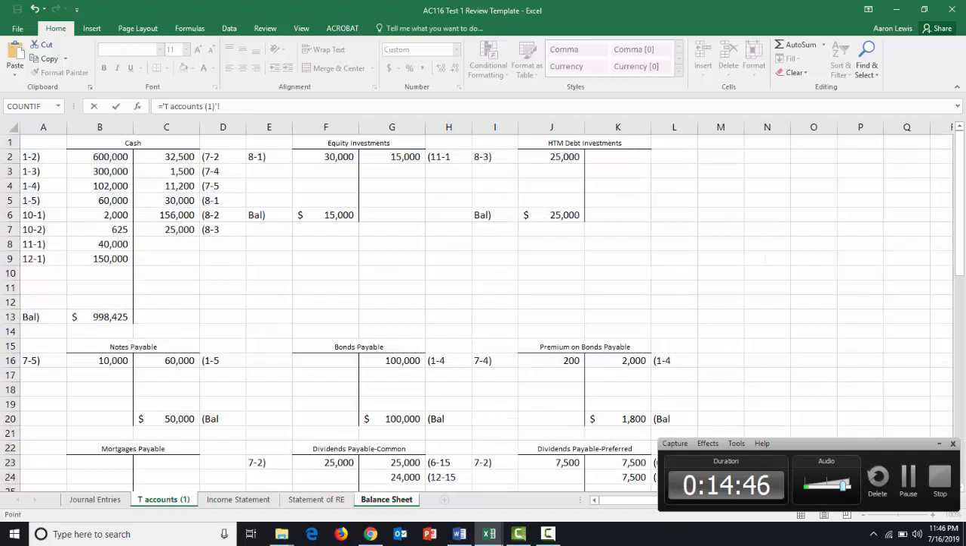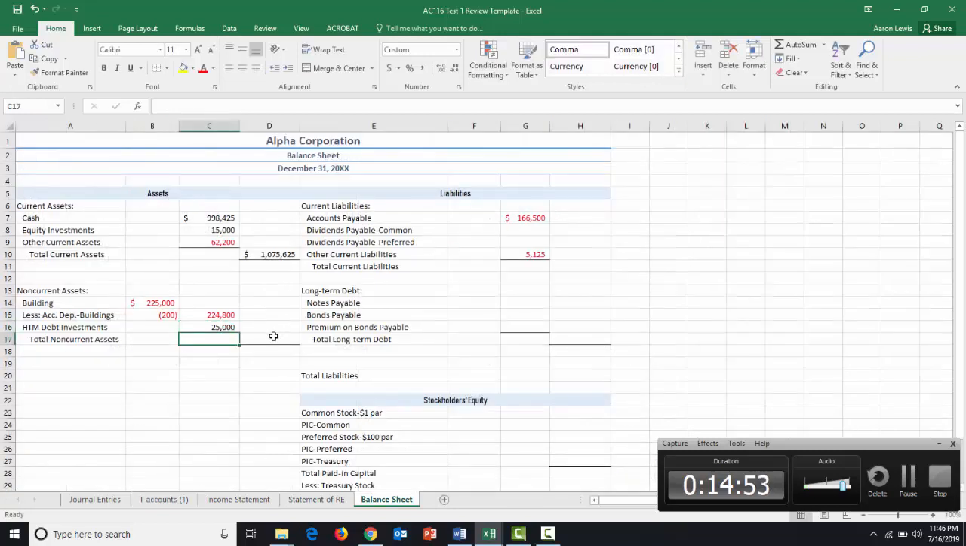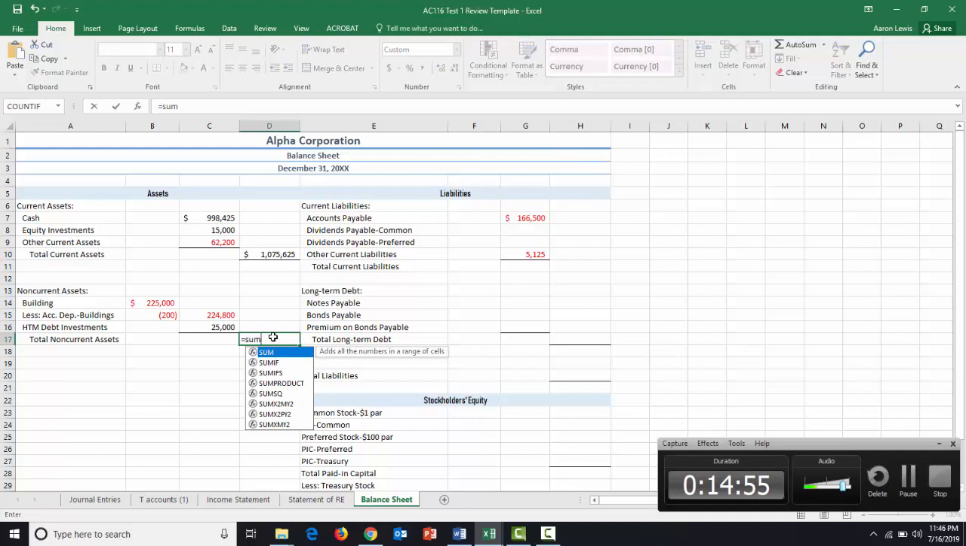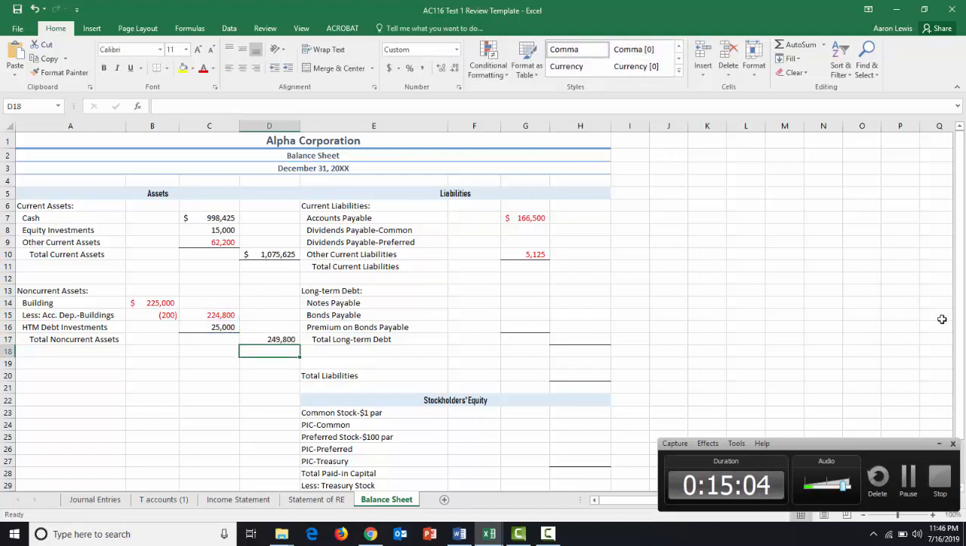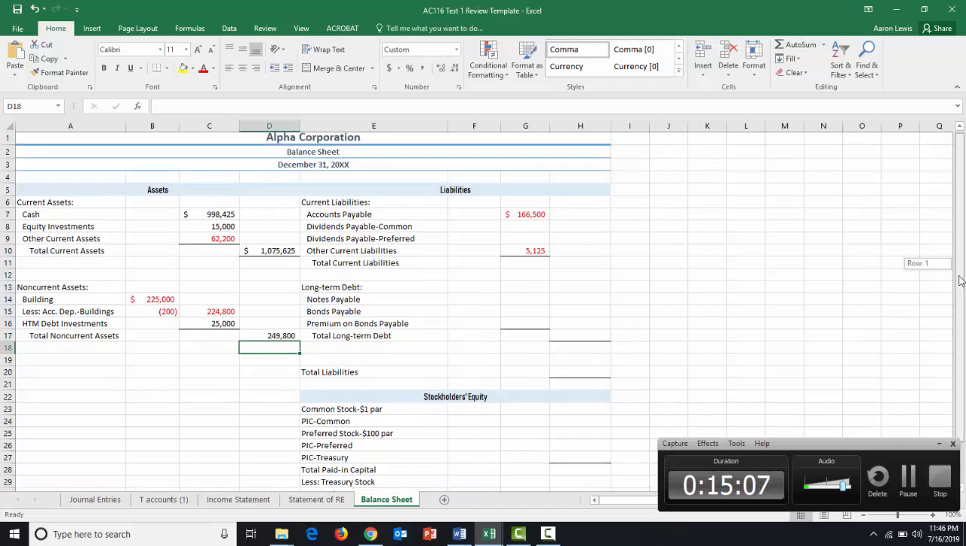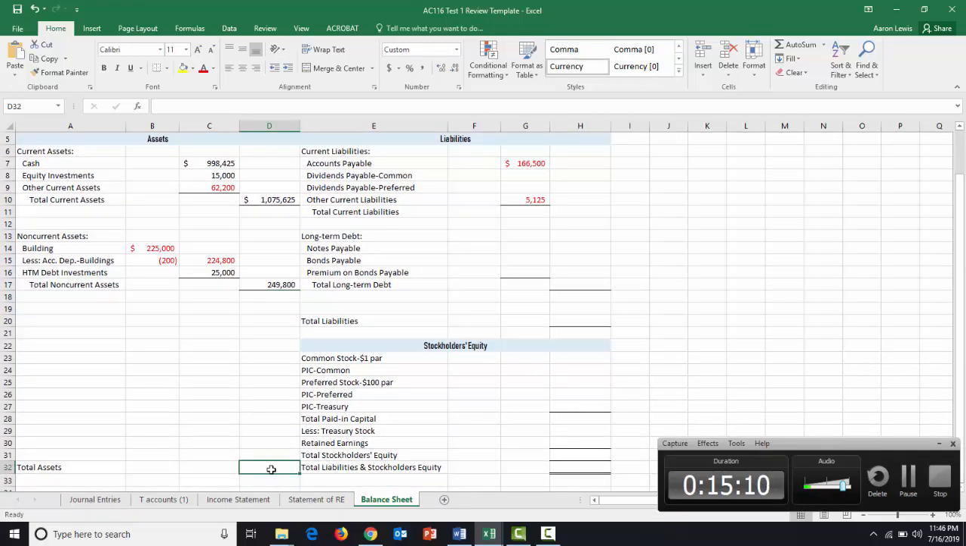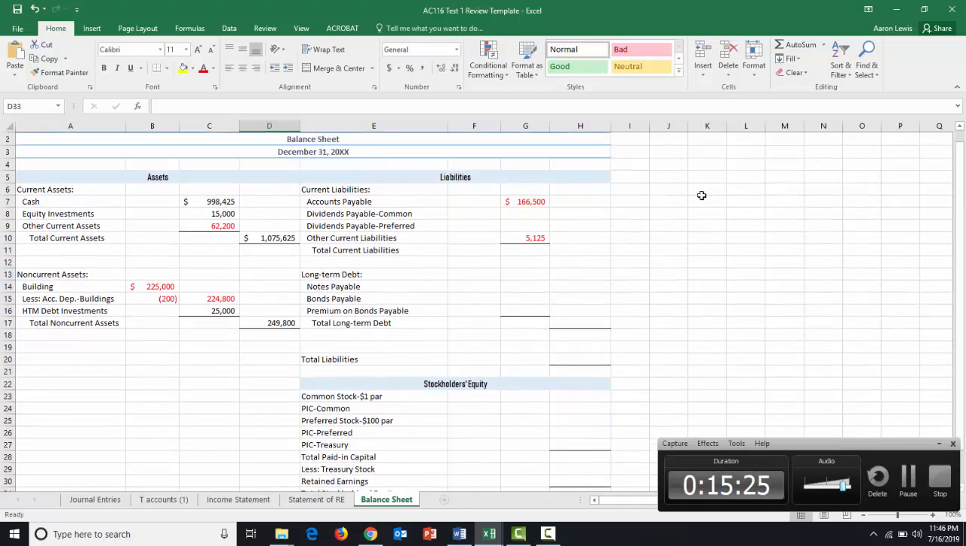We go to our T accounts and we find HTM debt investments, which has a balance of $25,000. Well, we go and we take the sum of these 2 numbers, the carrying value of our building plus our long-term investment. We're going to come up with $249,800. So for our total assets, since it's our only 2 categories, it is just equal to the amount of total current assets we had plus the amount of non-current assets. We've got $1,325,425 in total assets.